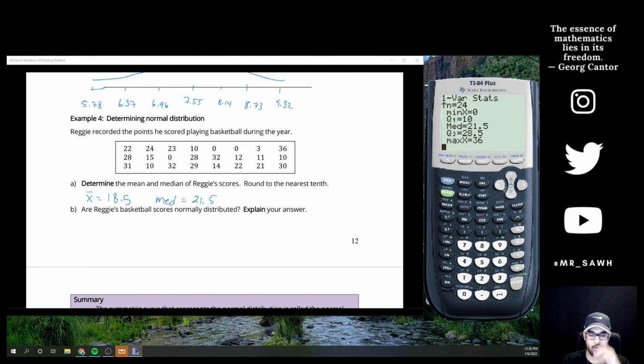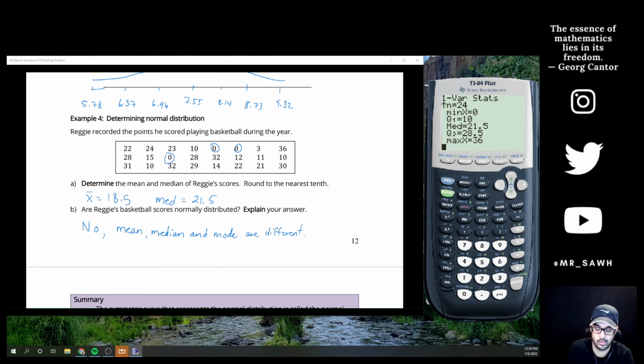And we said at the very beginning of this that if a set of data was to be normally distributed around a bell curve, 3 values have to be the same: the median, the mean, and the mode. So his average is 18.5, the middle value is 21.5, and the mode looks like it's 0, right? 0 happens to be the most repeated value. So his scores would not be normally distributed since the mean, median, and mode are very different. So no, the mean, median, and mode are different.